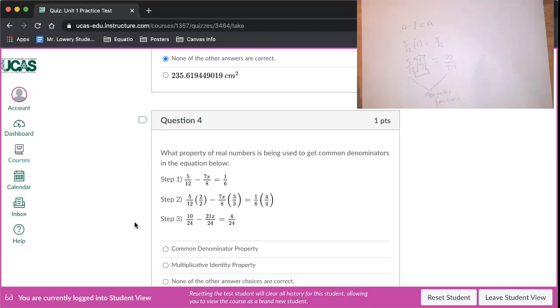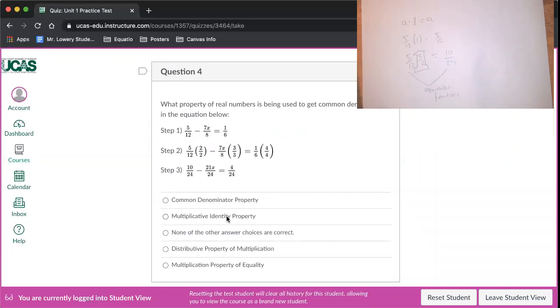Okay, so that means that 10 over 24 is the same as 5 over 12. Whenever you're getting common denominators and you're using this technique of multiplying the top by 2 and the bottom by 2, the top by 3 and the bottom by 3, the top by 4 and the bottom by 4, you're really multiplying by 1, and that is using the identity property of multiplication, or the multiplicative identity property.